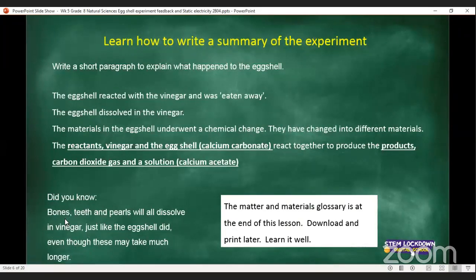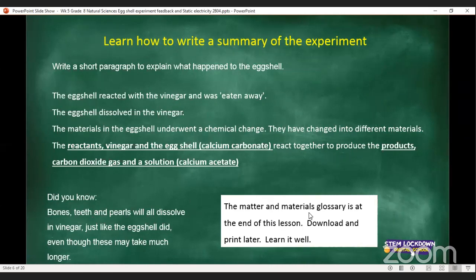Now, did you know that bones, teeth, and pearls will all dissolve in vinegar, just like the eggshell did, even though it takes a much longer process? So you know that bones, teeth, and pearls will dissolve in vinegar. This is just an interesting did-you-know fact.